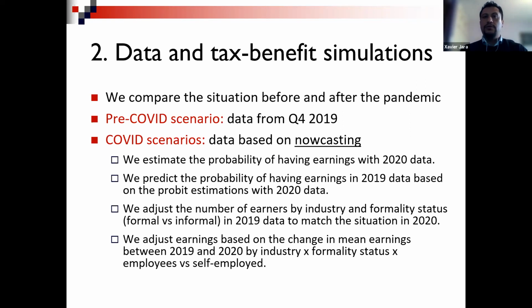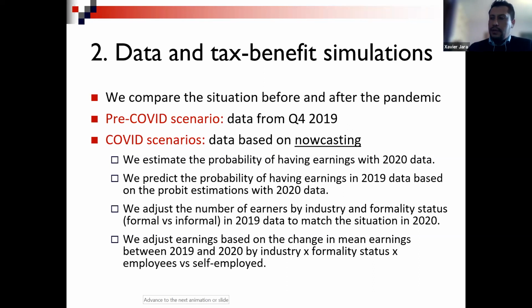We will set earnings to zero for all the other ones so that we match the number of earners in 2020. That is the extensive margin. In terms of the intensive margin, for those people that remain earners in 2019 after the extensive margin adjustment, we adjust their earnings by the ratio between mean earnings in 2019 and 2020 by industry, formality status, and employment status, meaning differentiating between employees and the self-employed.